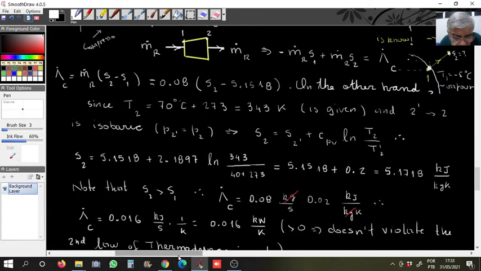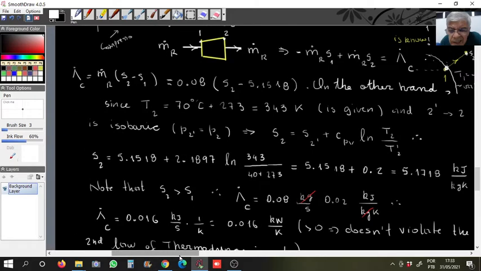That's why it shows the logarithm. You see, look at the logarithm here. It's quite easy, okay? So S2 is equal to S2 prime plus Cp log of the final temperature, the superheated, divided by the temperature at 2 prime. You see, quite easy because it's isobaric. The line which I drew there is isobaric.